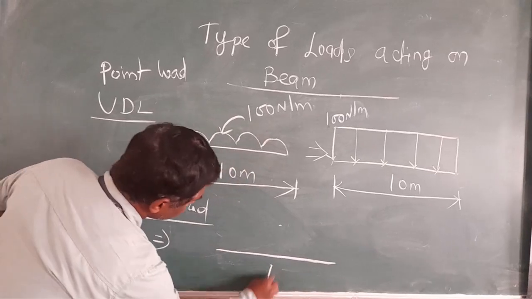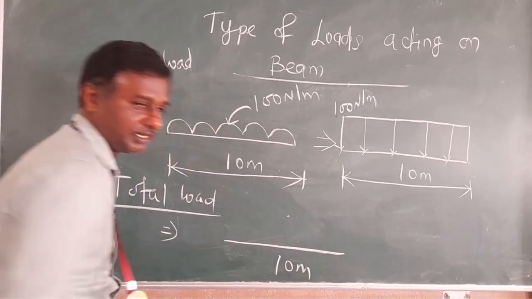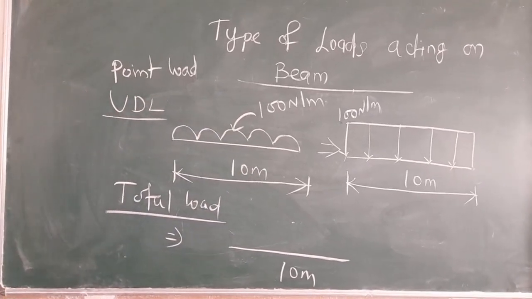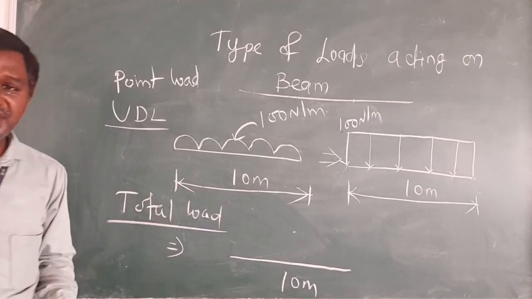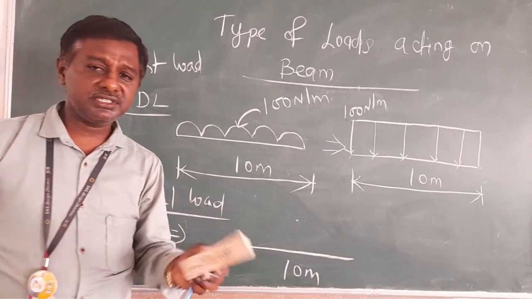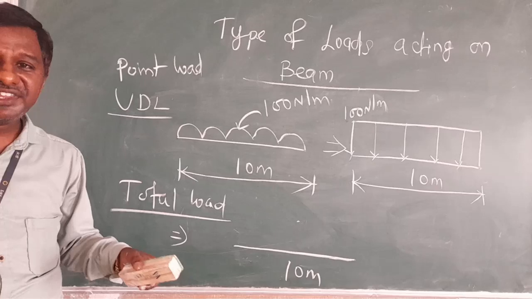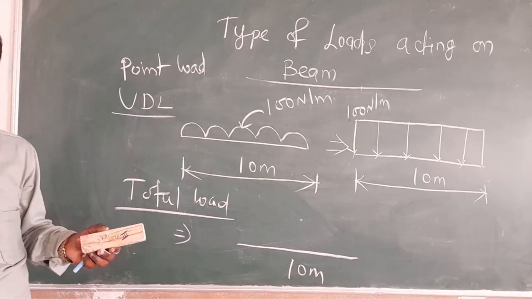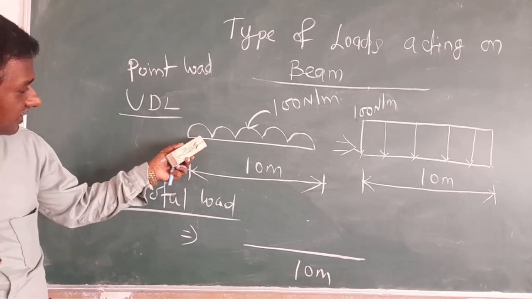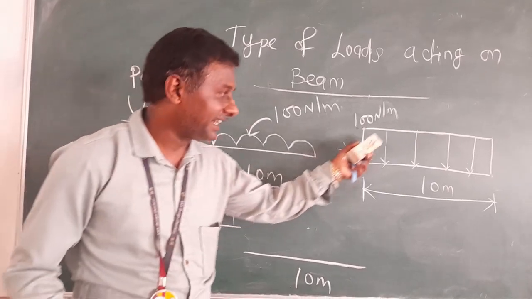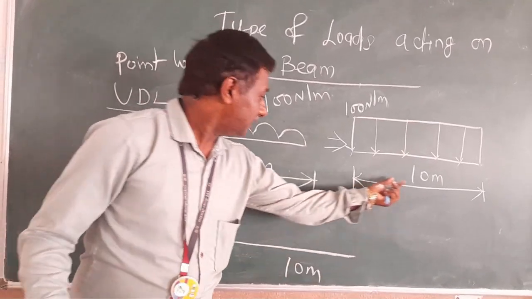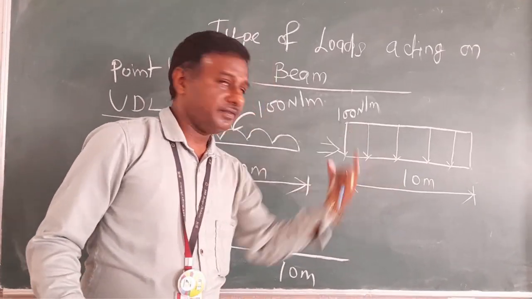For the same 10 meter beam, I am taking it without support, just indicating without support. The area of the geometry will give you the total load. How to find the area? The geometry, and I already told, for a uniformly distributed load, the geometry is rectangular. So the breadth into the height will give you the area.